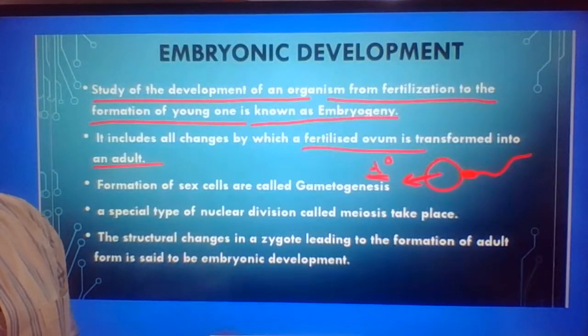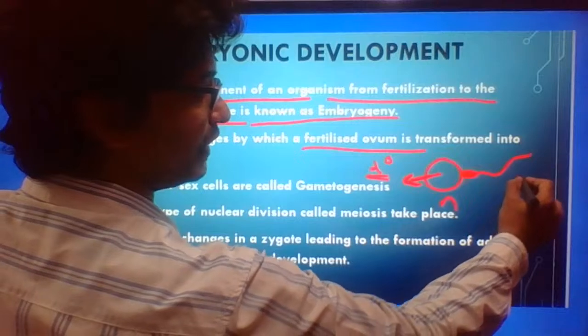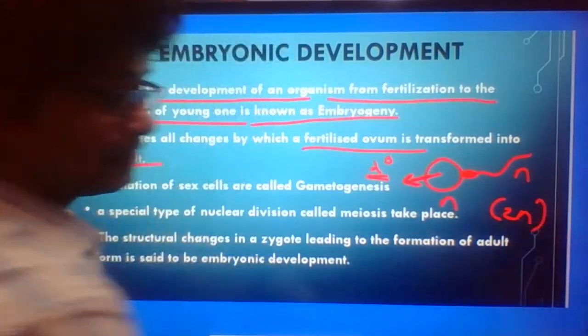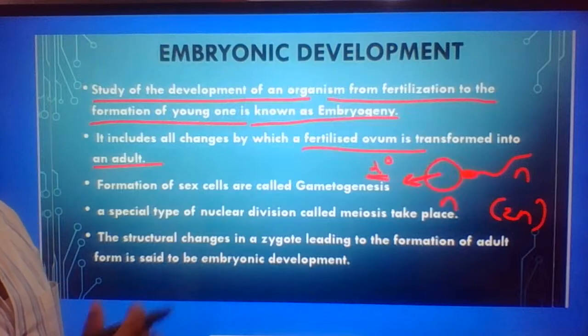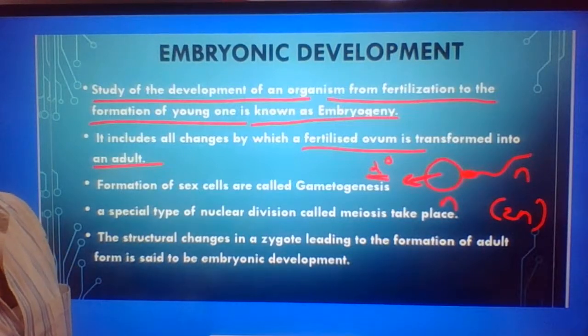Now what happens is the zygote. The ploidy of the egg, I mean the secondary oocyte, is N, and the sperm is N. This N and N will become 2N, so this will become diploid. Then as it becomes 2N, 2 will become 4, 4 will become 8, 8 will become 16. Divisions like this keep increasing.